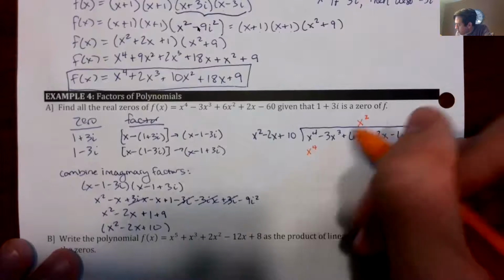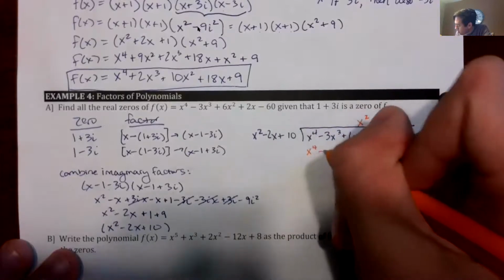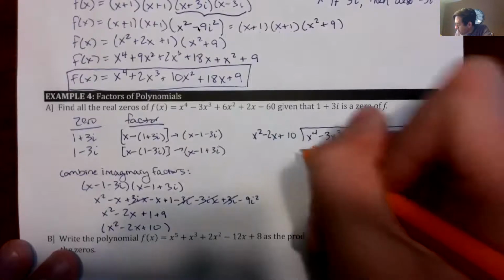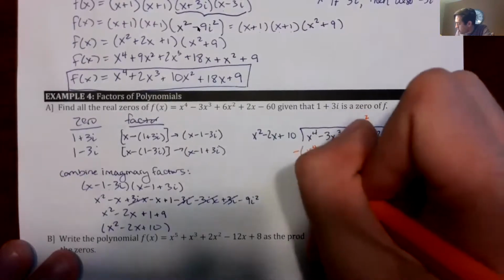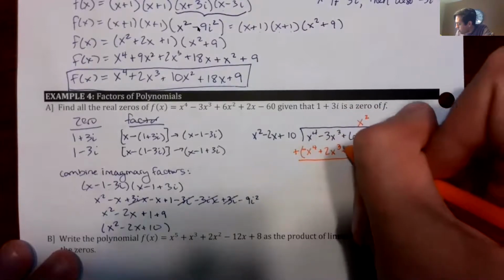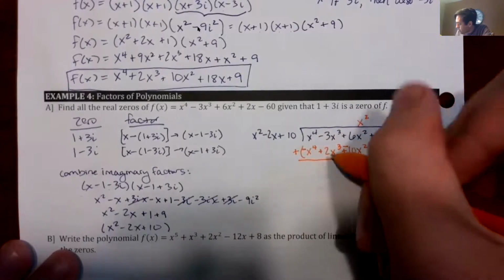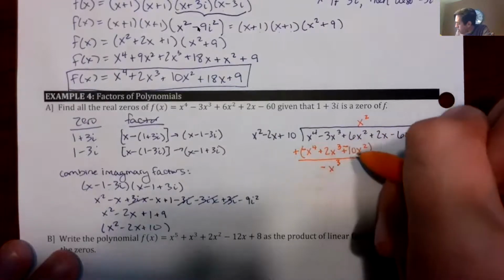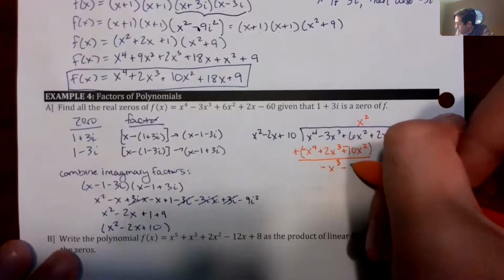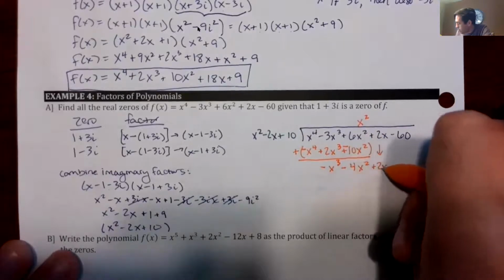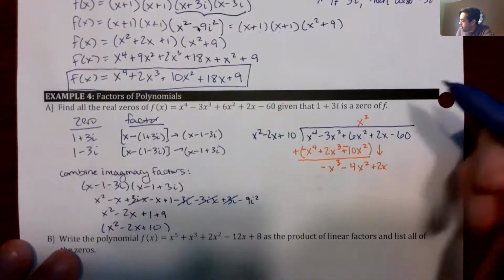So it becomes x to the 4th minus 2x cubed plus 10x squared. I subtract this. I'm going to distribute the negative. The x to the 4th goes away. 2 minus 3 is -1x cubed. 6 minus 10 is going to be -4x squared. Bring down the next term, plus 2x, and then start again.